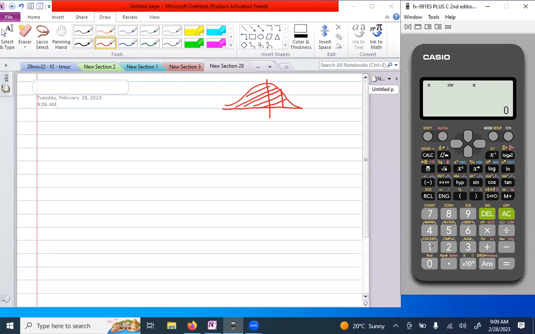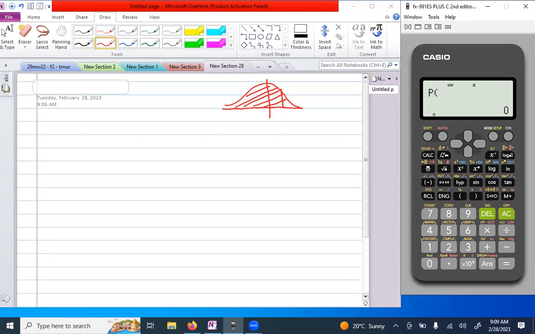Then you go shift and one. Now you have different options. You click on option number five, which is distributions. Then it asks you P, Q, R, T. Now P, Q, and R, all three are relevant. Let's first use P. I press one.